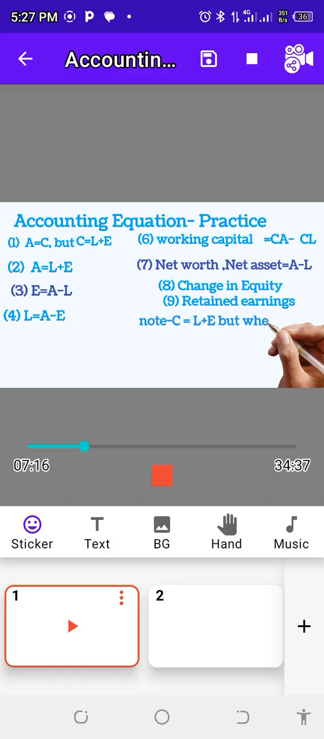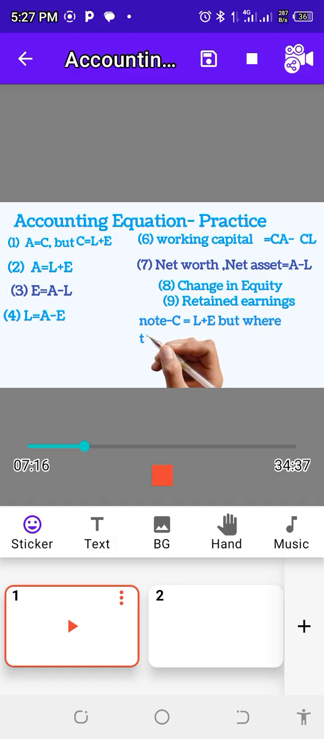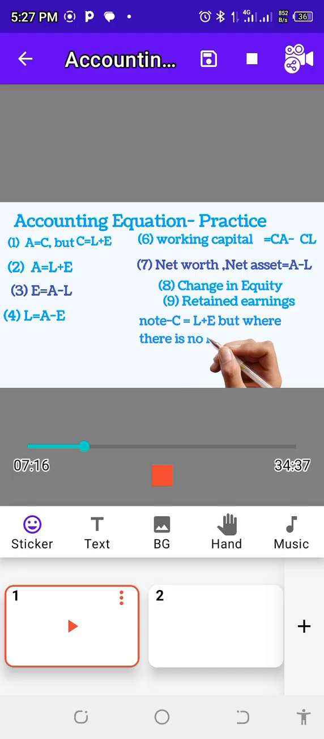Capital is equal to liability plus equity. But where there is no liability, capital is equal to what? Equity. Capital and equity are not the same. Equity is a subset of capital. Capital is a universal set. Capital is only equal to equity when there is no liability.